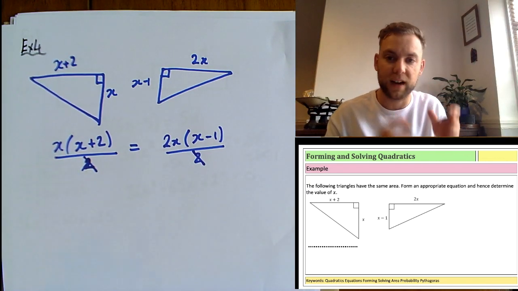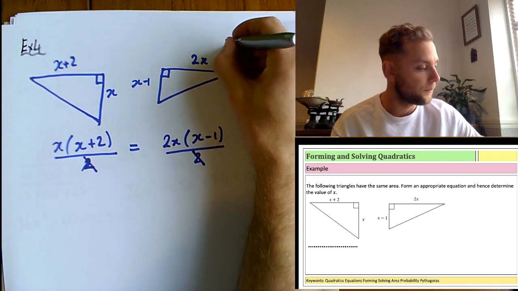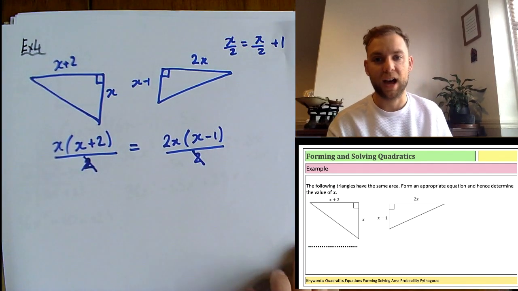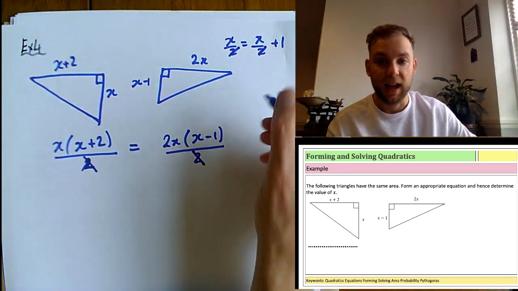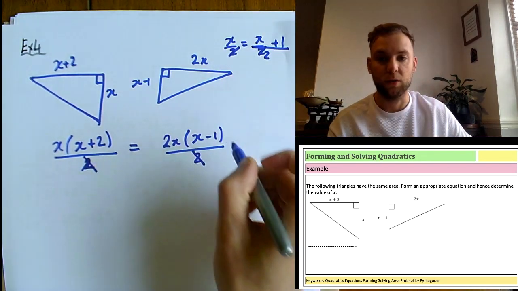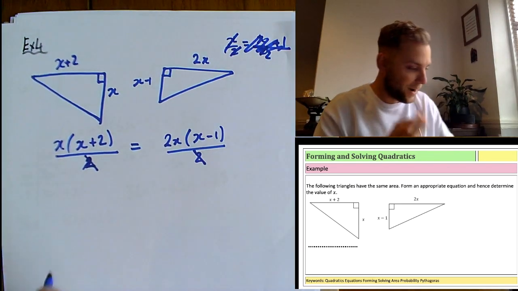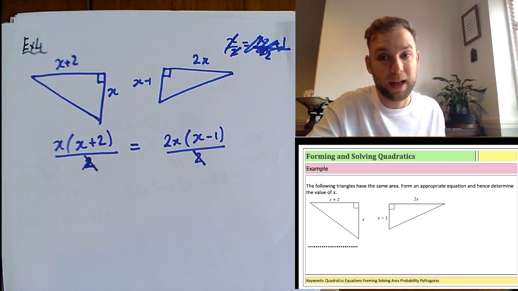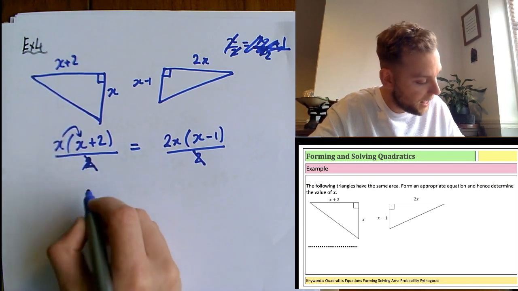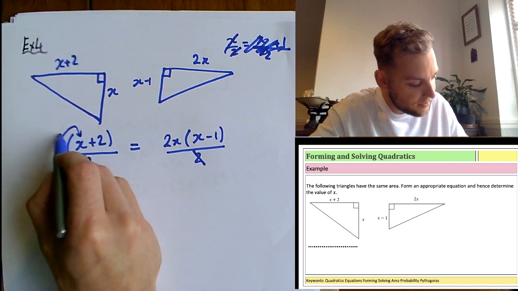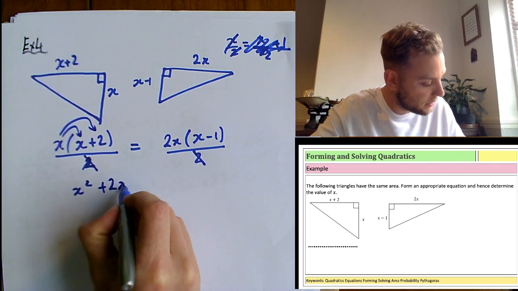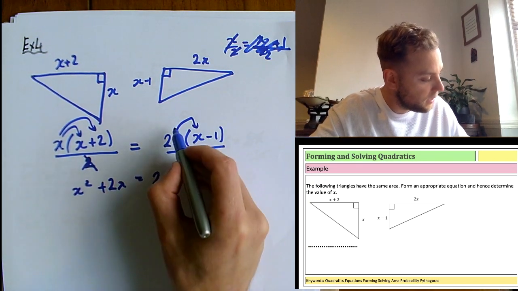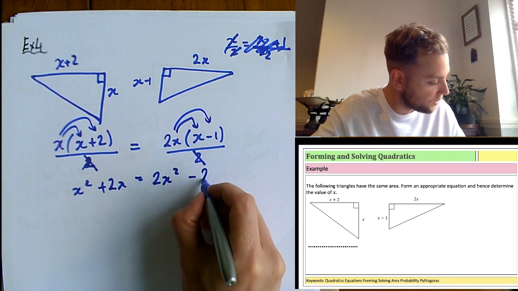You can't usually just divide by 2 if it was, let's say, like that, you can't do it like this. It's only because it's all over 2 that you can do that, okay? So I end up with this bracket here and this bracket here. I'm going to expand them as I'm going through. So x times x is x squared. x times 2 is plus 2x, is equal to 2x times x is 2x squared. And 2x times minus 1 is minus 2x.